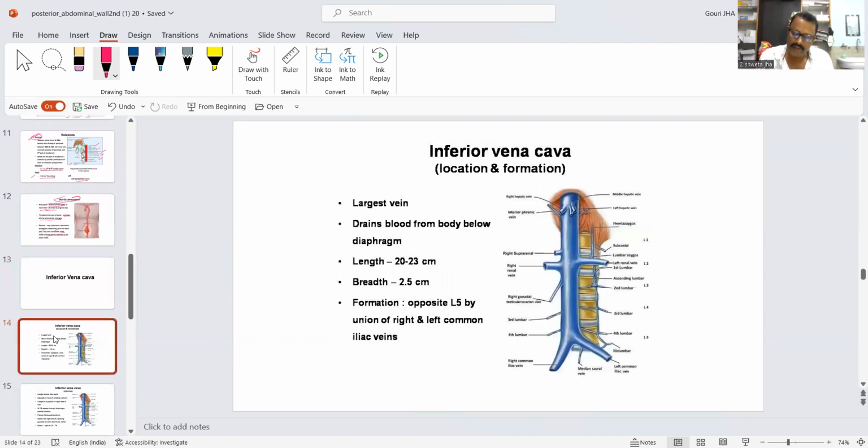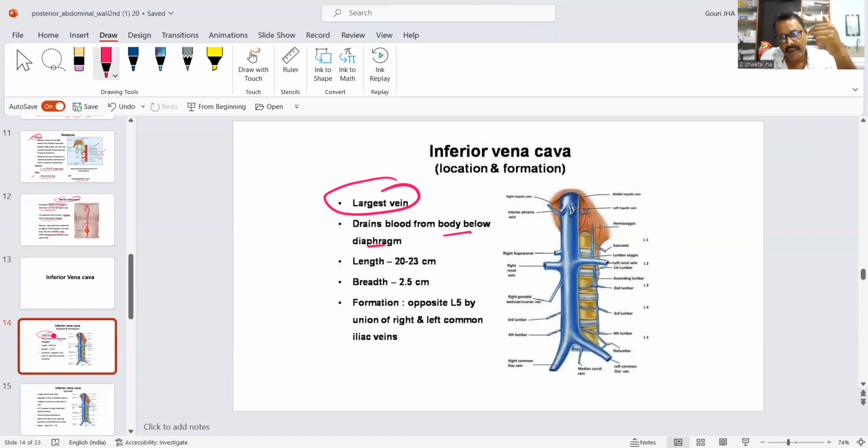So the inferior vena cava is also a vein. It is the largest vein. It drains blood from below the diaphragm. Below the diaphragm, the blood is being drained by the inferior vena cava, and it enters the thoracic cavity.